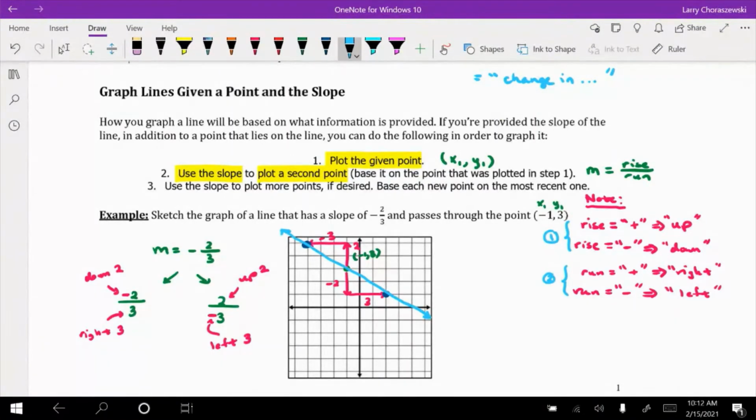Okay. Any questions about this example? Does that make sense? Or anything I can clarify? You guys good to go? Alrighty.